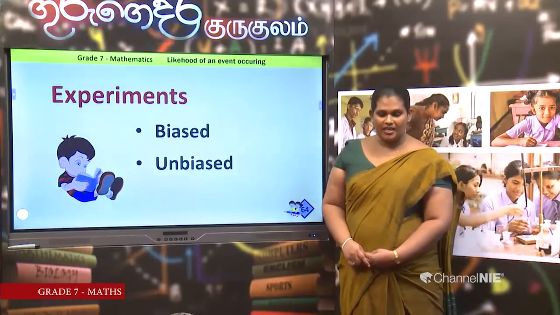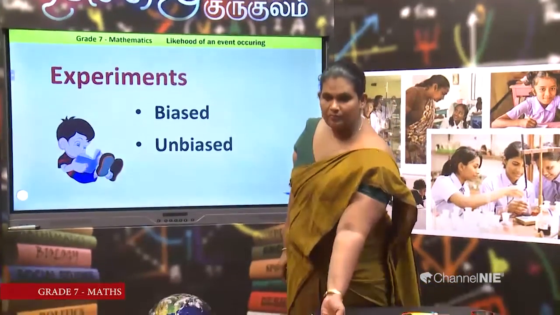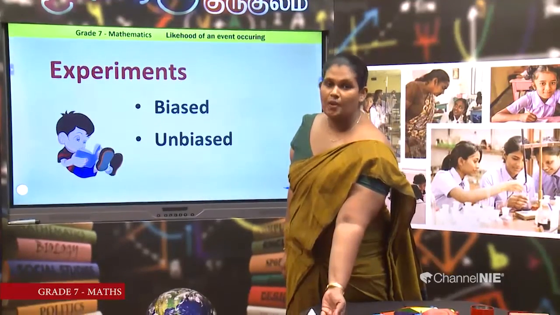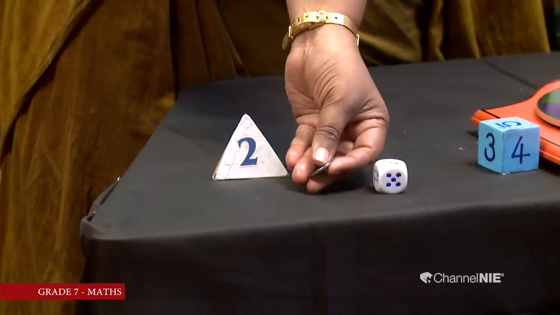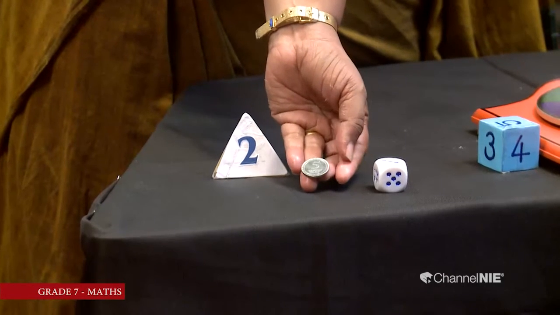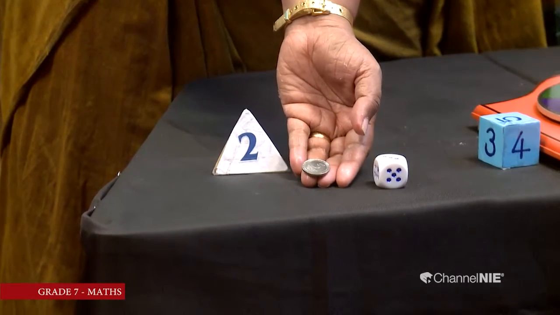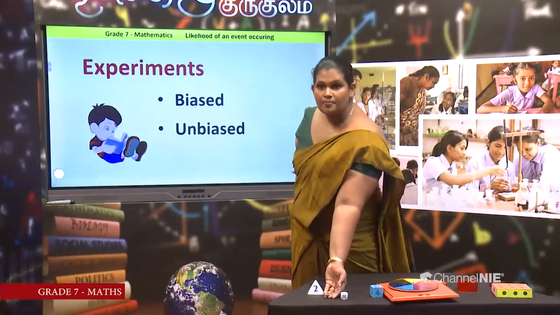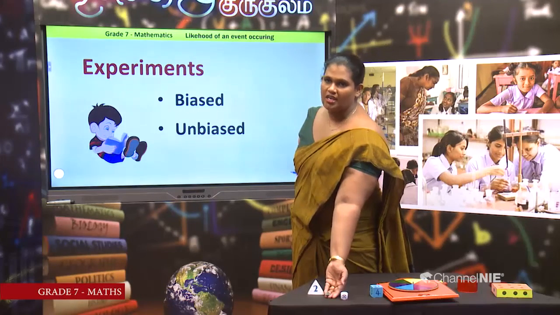Right. Now, here when I consider this coin, it is made up of the same metal. That means both sides of the coin consist of the same metal. Therefore, I can consider this coin as an unbiased coin. That means a fair coin.